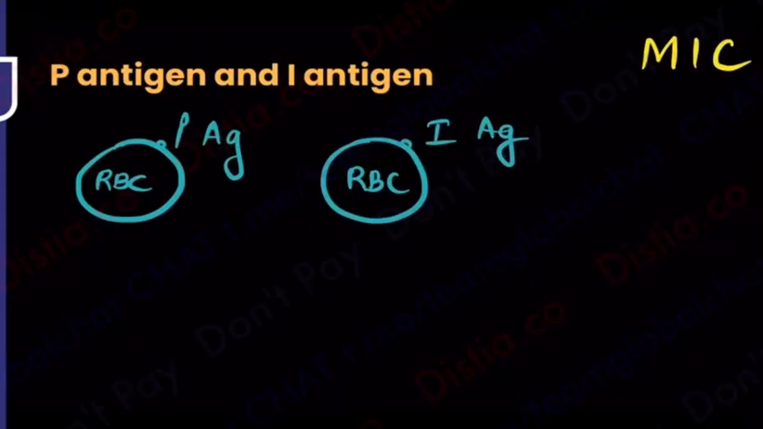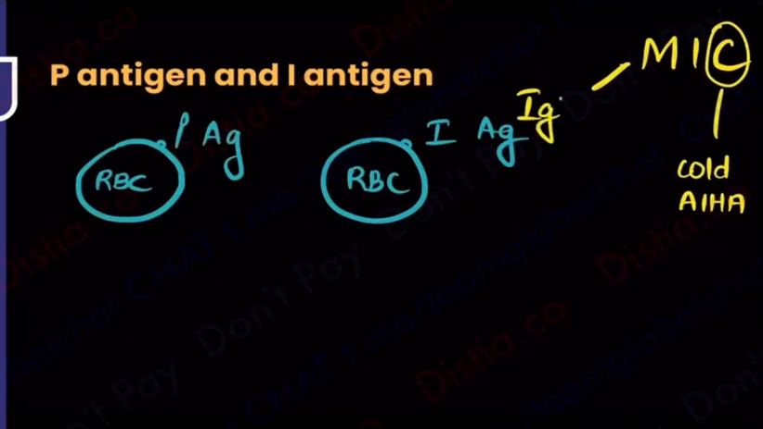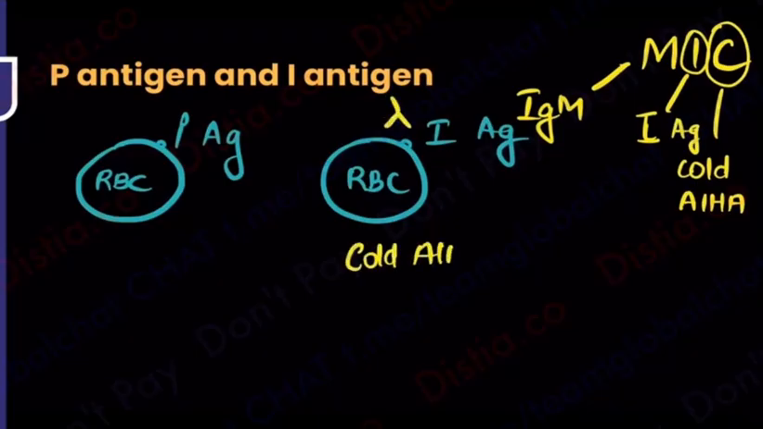When you are dealing with cold autoimmune hemolytic anemia, cold means which antibody? You are dealing with IgM, and IgM is against which antigen? IgM is against the I antigen. So when antibodies come and attack the I antigen, this is cold autoimmune hemolytic anemia. And for the P antigen, obviously it becomes warm autoimmune hemolytic anemia. The warm IgG antibody comes here.